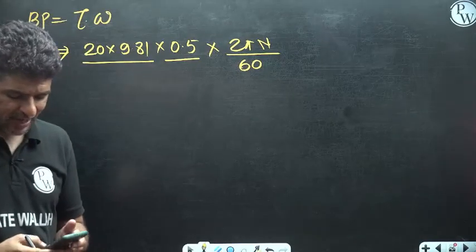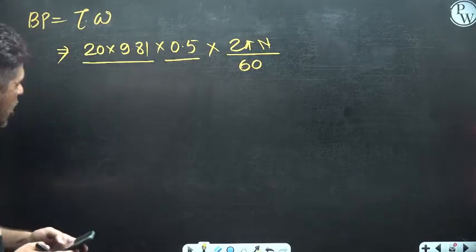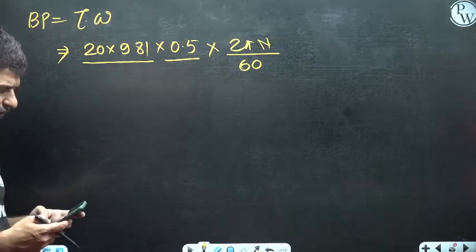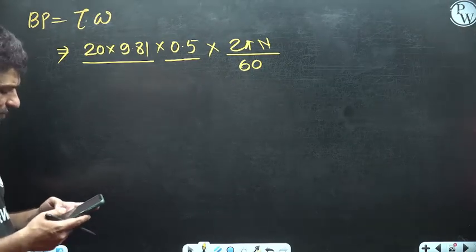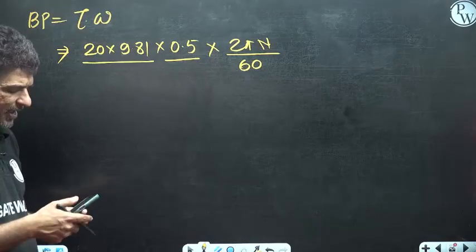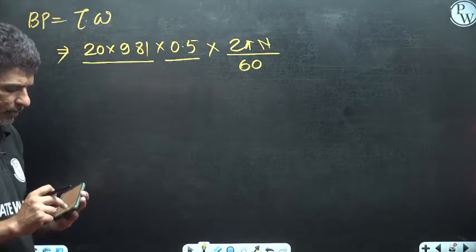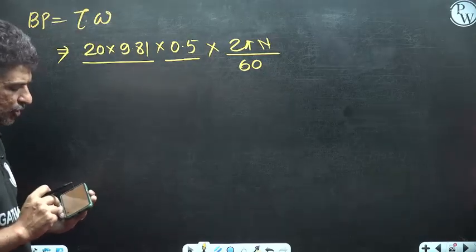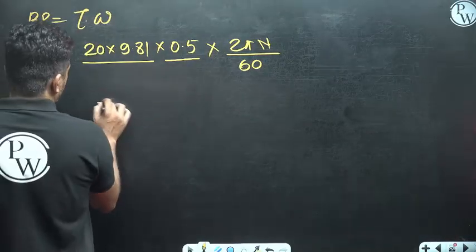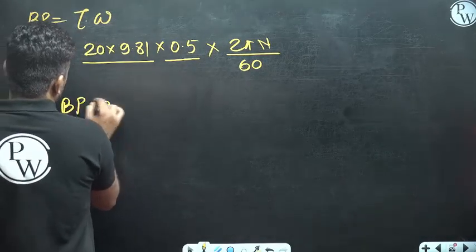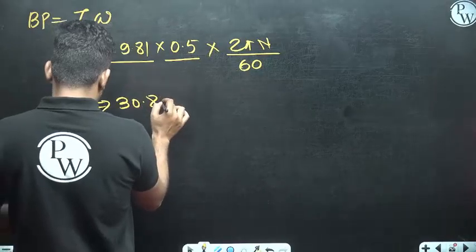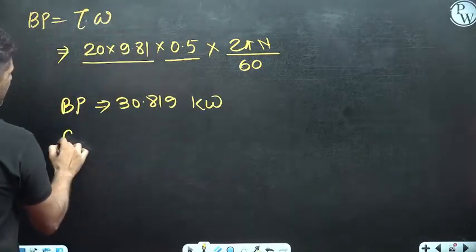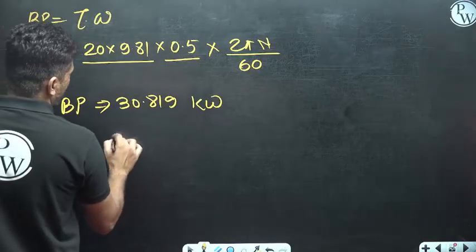So the brake power of this engine will be equal to torque, that is 20 multiplied by 9.81 multiplied by 0.5, so 98.1 Newton meter, multiplied by 2 multiplied by pi multiplied by 50. So brake power is coming out to be 30.819 kilowatt. Your frictional power is already given, that is equal to 5 kilowatt.